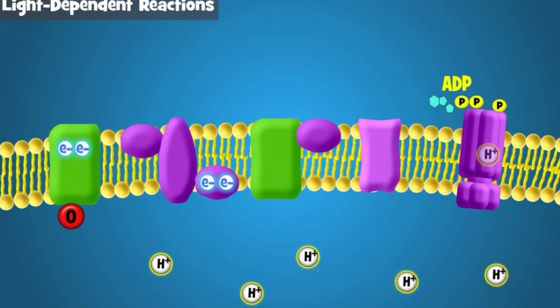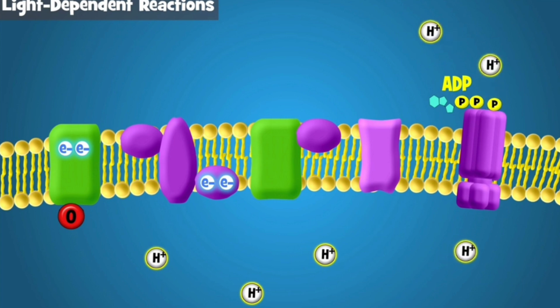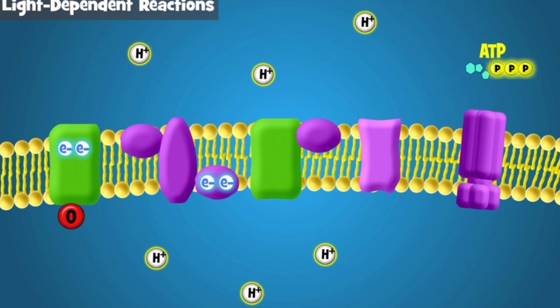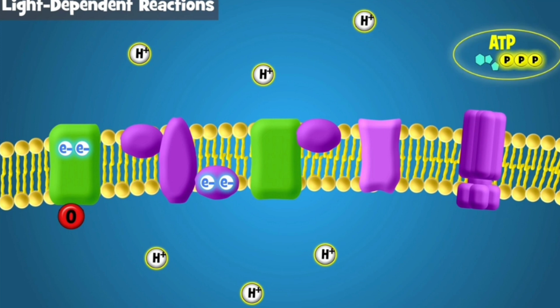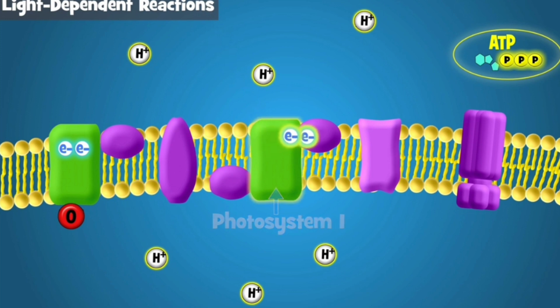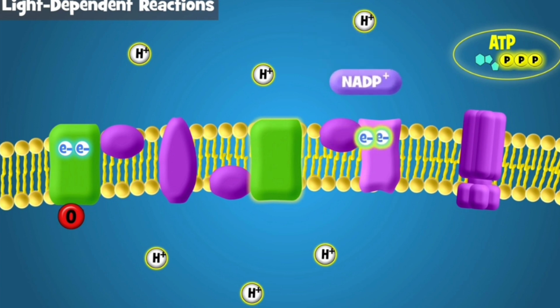This flow of hydrogen ions through ATP synthase causes ATP synthase to spin and produce ATP, similar to how water flowing through a turbine produces power at a hydroelectric dam. This ATP is a key product of the light-dependent reaction. When the electrons reach the end of the first electron transport chain, they go to photosystem 1. When light excites them once again, they travel down a second, shorter electron transport chain, where they are accepted by a molecule, NADP+.